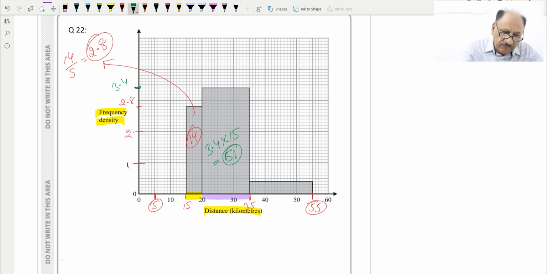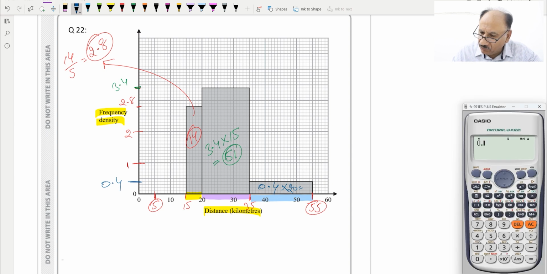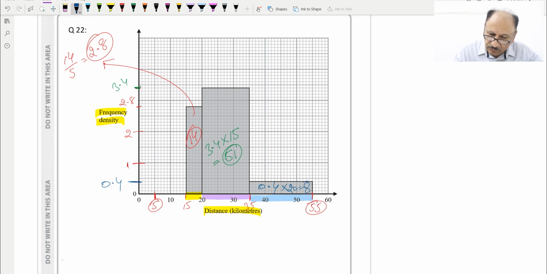Now similarly, height for this bar, the third bar, also we can check. This is 0.4. So 0.4 multiplied by the class width, and class width we can check. This is our class width, which is from 35 to 55. So this will be 20. So this is 0.4 into 20. 0.4 into 20 will give us 8. So this one is 8 people.